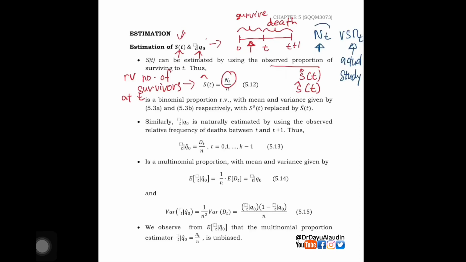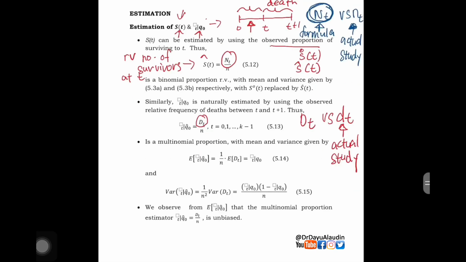This one we put in the formula for the general form. It is the same thing, just the term D_t is the random variable we use in the formula, and small d_t we use in the actual study. So our observation is the same thing, the same number of deaths. D_t is the number of deaths, and this one is also the number of deaths at time t.